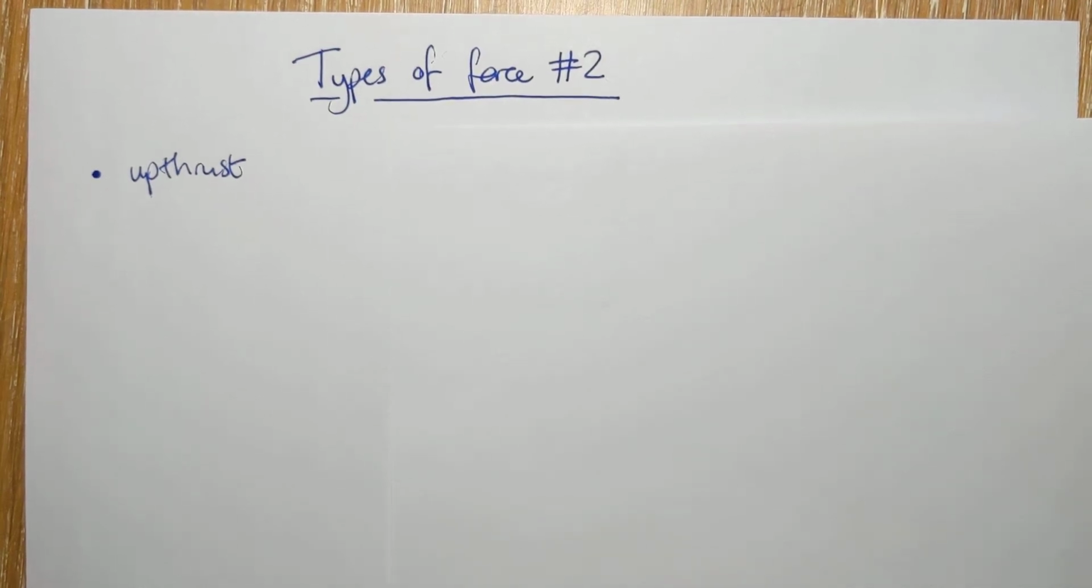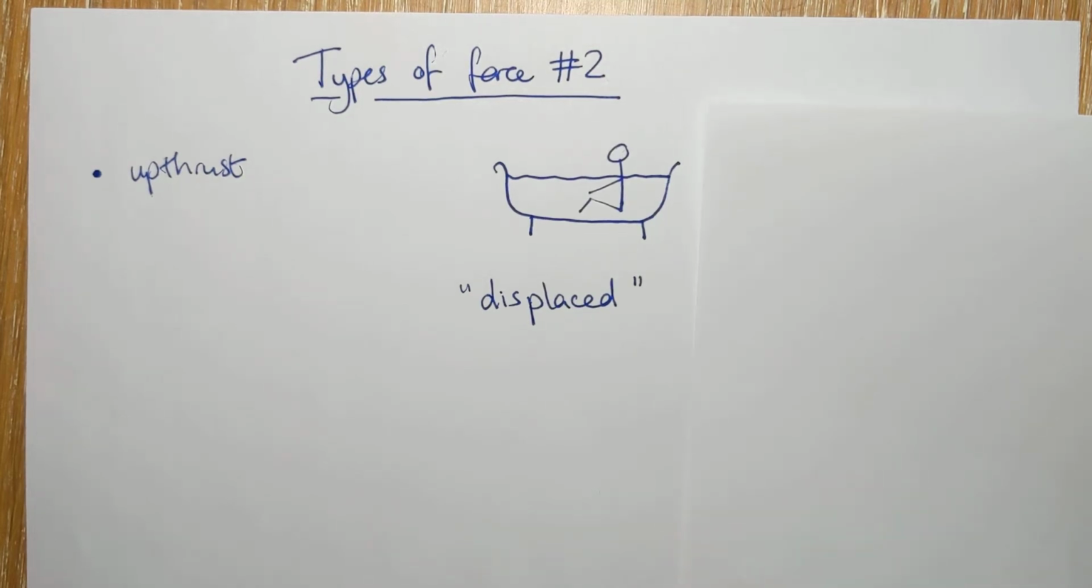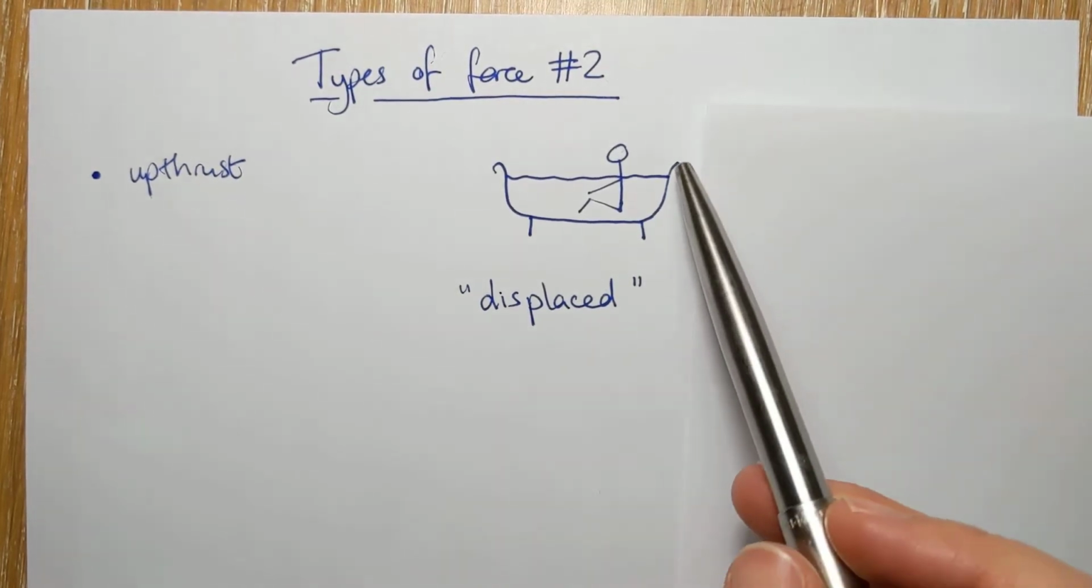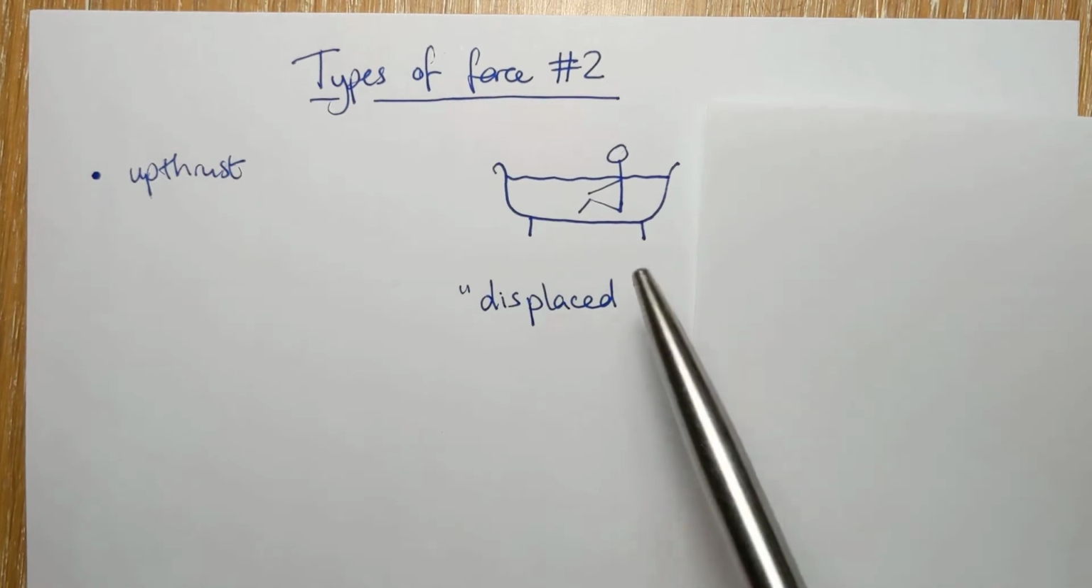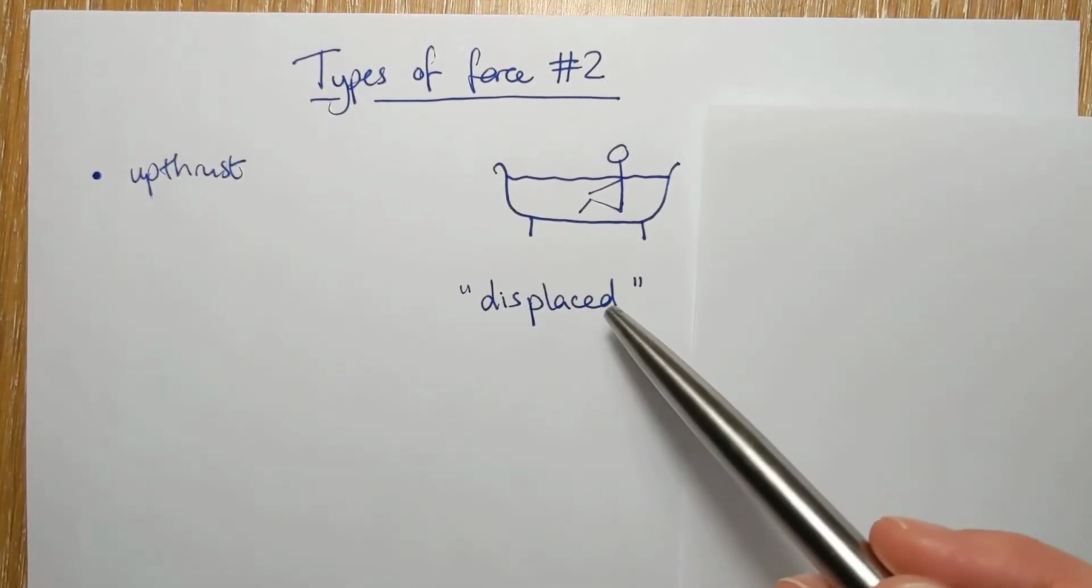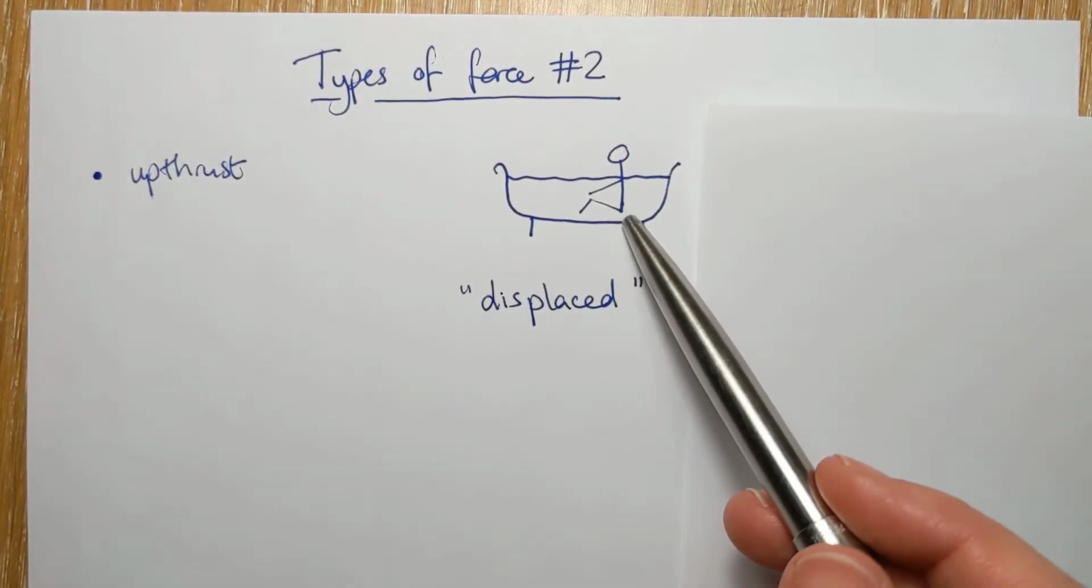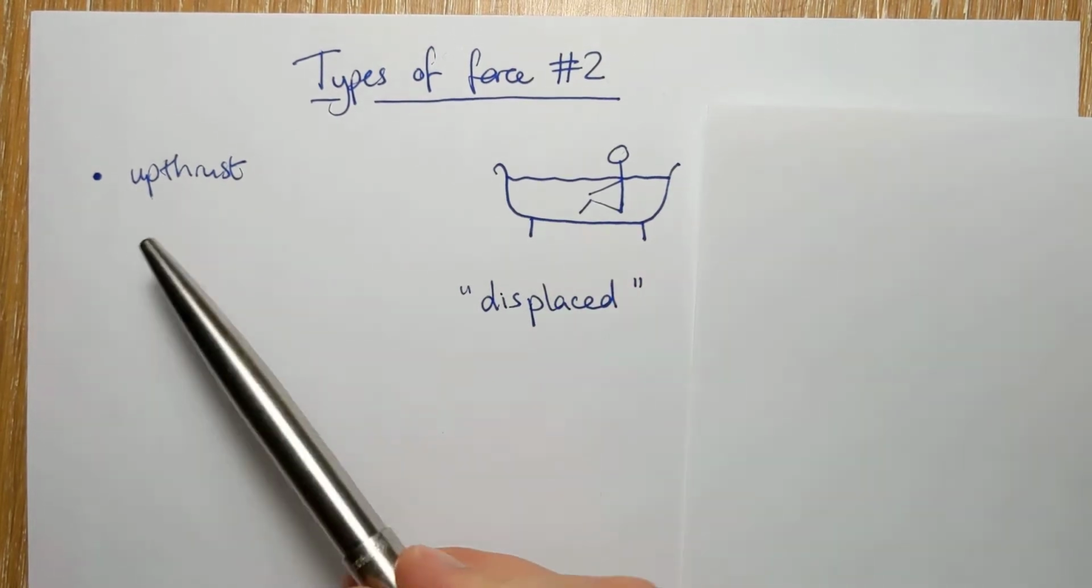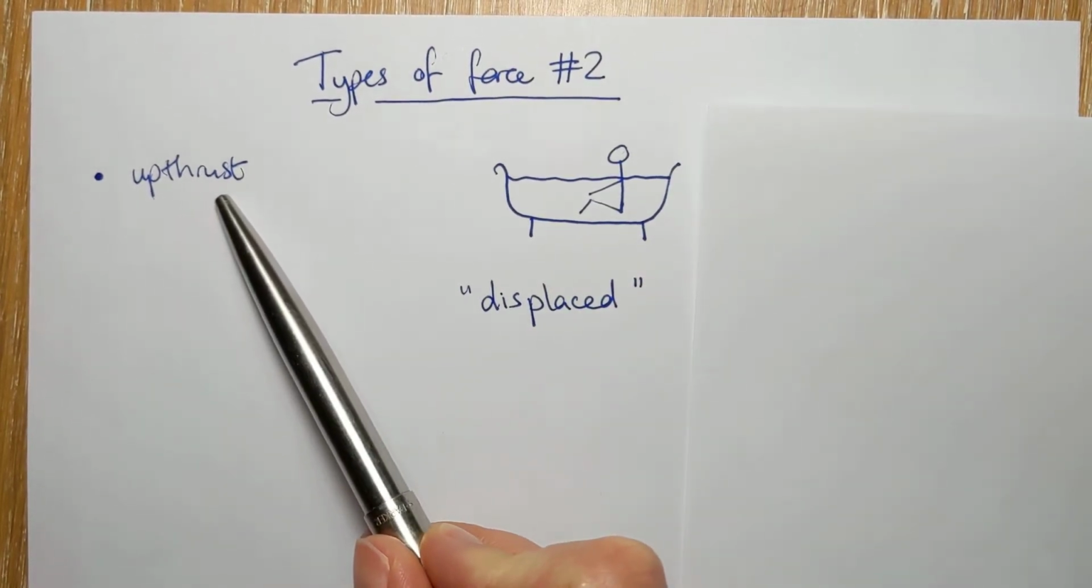The next type of force we're going to think about is upthrust. If you get into a bath filled with water, the water level will rise. This is because you have displaced the water. You've pushed it out of the way to make space for you in the bath. This is why the water exerts an upthrust force on you.